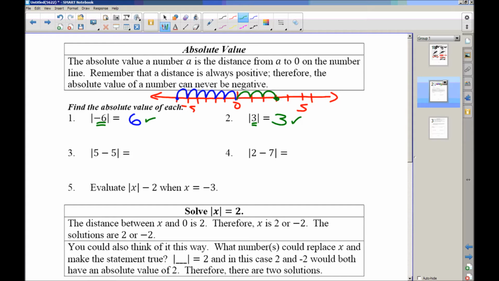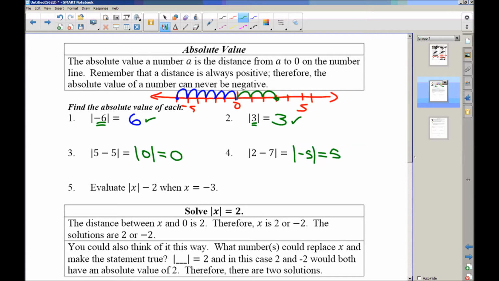Okay. All right, number 3 and 4, you have to remember that absolute value bars are grouping symbols, so you must work out the inside first. So this will become the absolute value of 0. 5 minus 5 is 0, and the absolute value of 0 is 0 because you don't have to walk anywhere to get to 0 on the number line. Okay, and then here will be -5, and this is going to be 5 steps away from 0 on the number line.